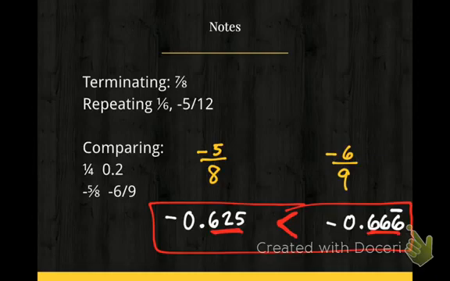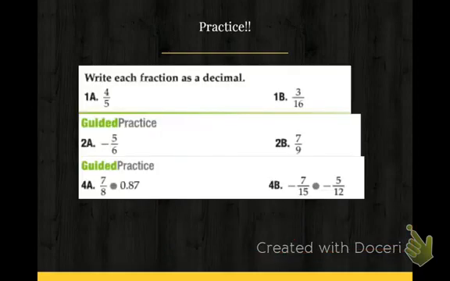So what I'm hoping you're seeing is that comparing fractions and decimals is so much easier when we can turn them to decimals on our calculator than it is when we're trying to make common denominators, common numerators, and compare these in a much more complicated way. All right, let's take a look at a couple more examples.